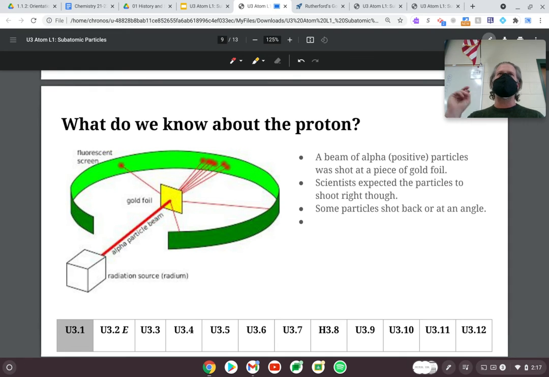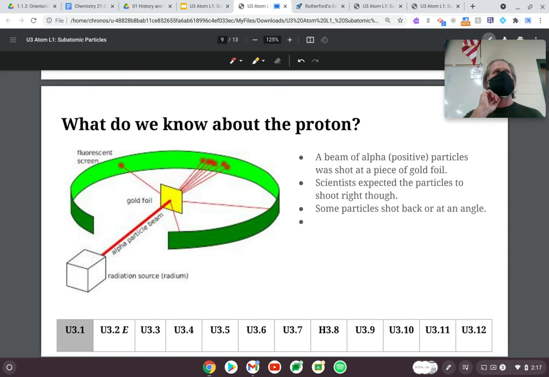Scientists would then shoot these alpha particles into the gold foil, and they expected to see all of the alpha particles show up on the other side. What they found out, though, was that not all of them showed up on the other side. Some of them went off at an angle a little bit and were deflected away from where they predicted they would be.